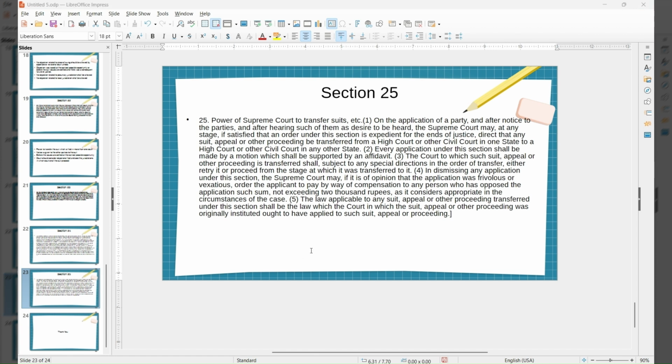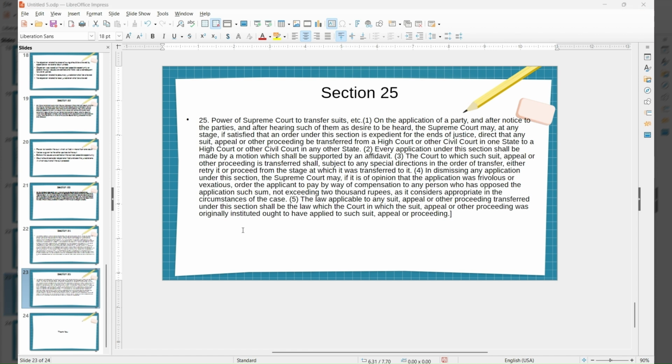The Supreme Court of India has the authority to transfer a civil suit, appeal, or any proceeding from a high court or any civil court in one state to a high court or civil court in another state. So this is the highest level of transfer power.